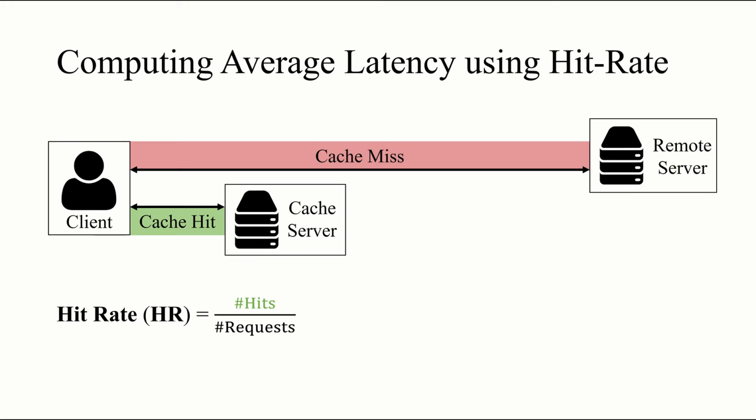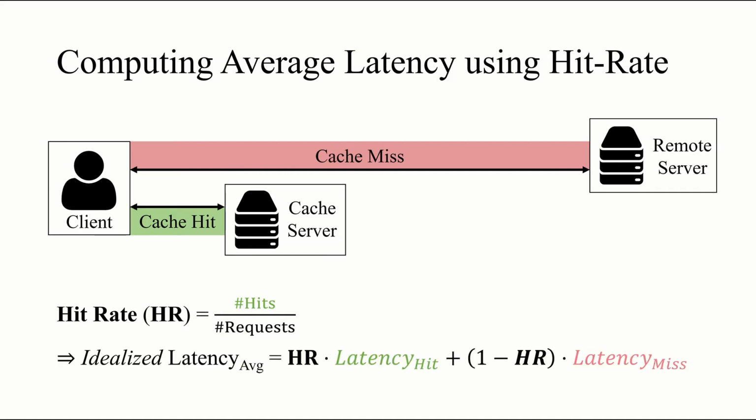Let's recall how our textbooks tell us to compute average latency using the cache hit rate. First, the hit rate is defined as the ratio of the number of hits to the total number of requests served by the cache. Then the average request latency is equal to the hit rate multiplied by the hit latency plus the miss rate, or 1 minus the hit rate, multiplied by the miss latency. So does this expression work?